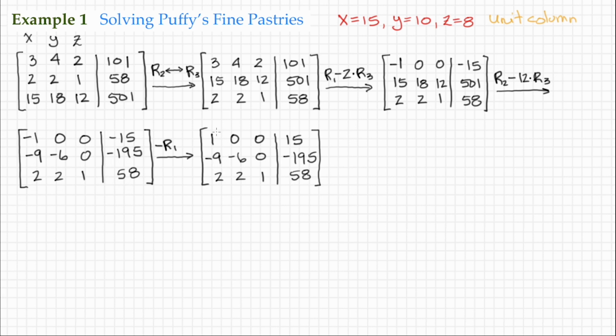Now we'll continue changing this column into a unit column. And again, you could either start with the negative 9 or the 2. It doesn't really matter. We'll start with the negative 9. So we'll take row 2 and we'll add 9 times row 1. And the reason we're going to do that is if we multiply 9 to here and then add it to here, it changes this into a 0, which is the goal.